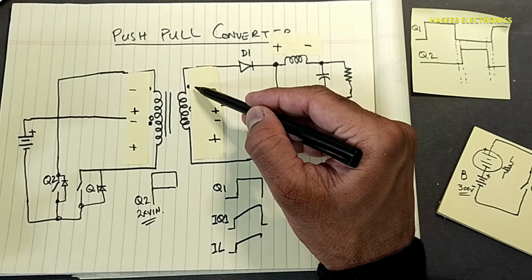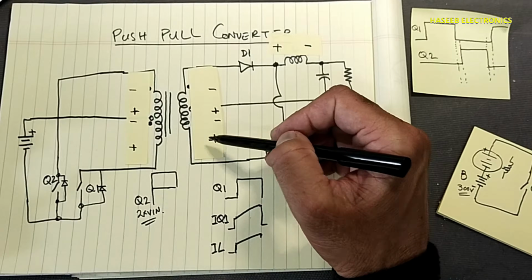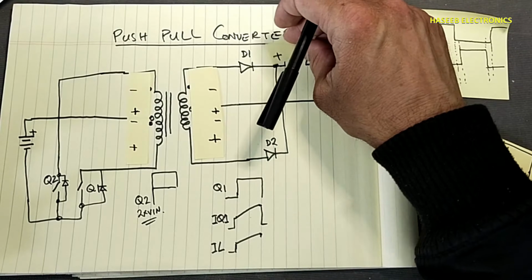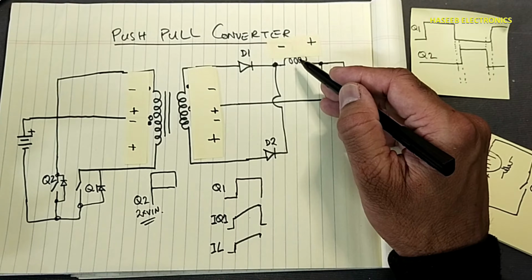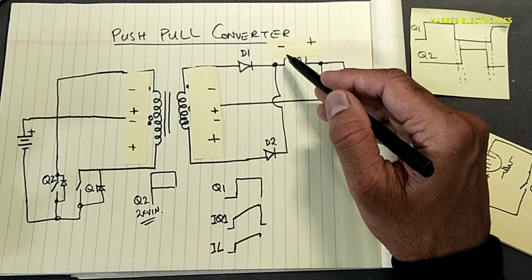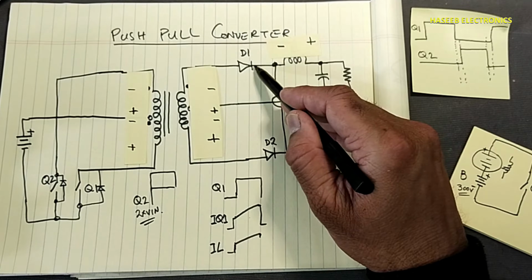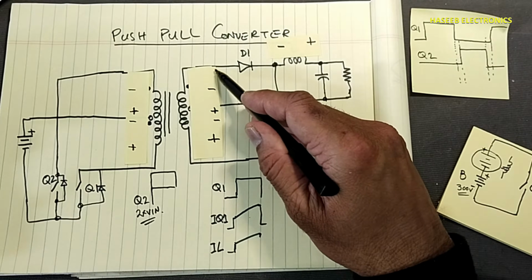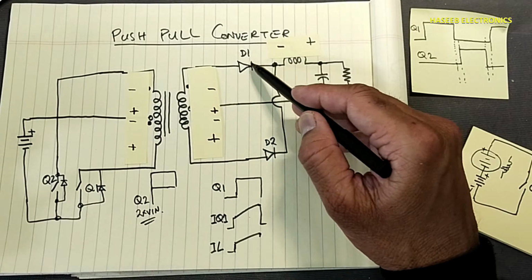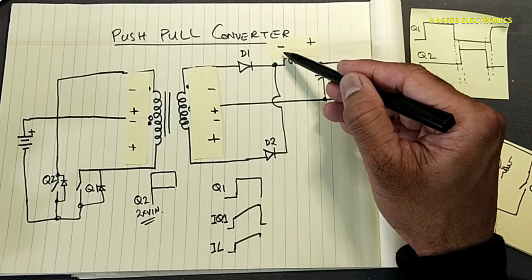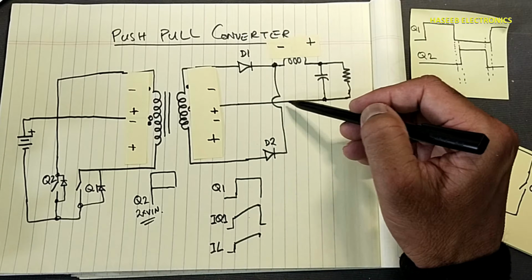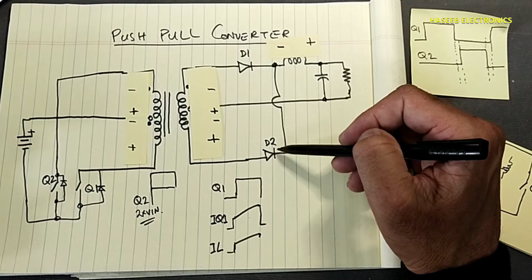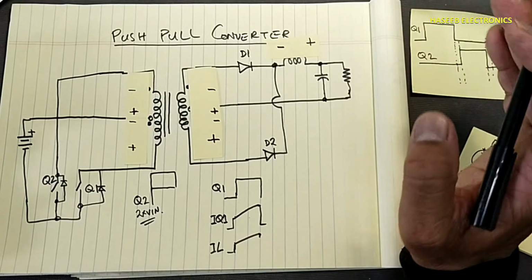demagnetize. At the same time, the polarity here will also change. Now this end will become negative, this end will become positive, and at the same time the inductor magnetic field will also collapse. When it collapses, we can see this end is negative and this end is also negative, so this diode will not work. Now this end is negative and this end is positive, so at that time this diode will demagnetize the core.